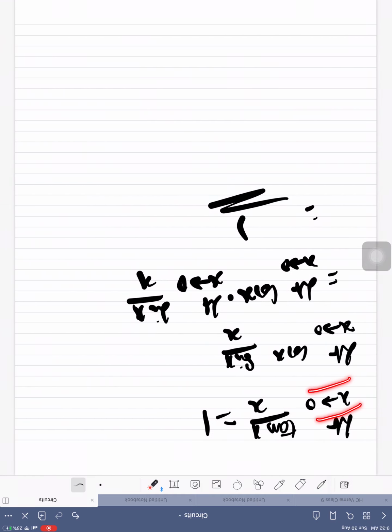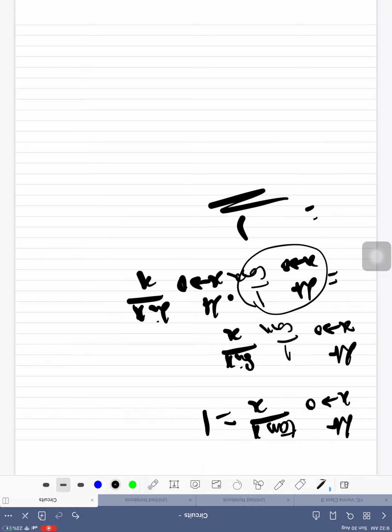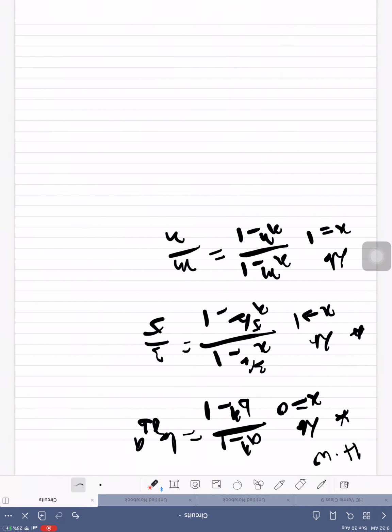Limit x tends to 0 of tan x by x is equal to 1. How? You can write tan x as sin x by cos x. So sin x by x becomes 1, and 1 by cos x becomes 1. So 1 and 1, 1. Okay. Homework. Try this.